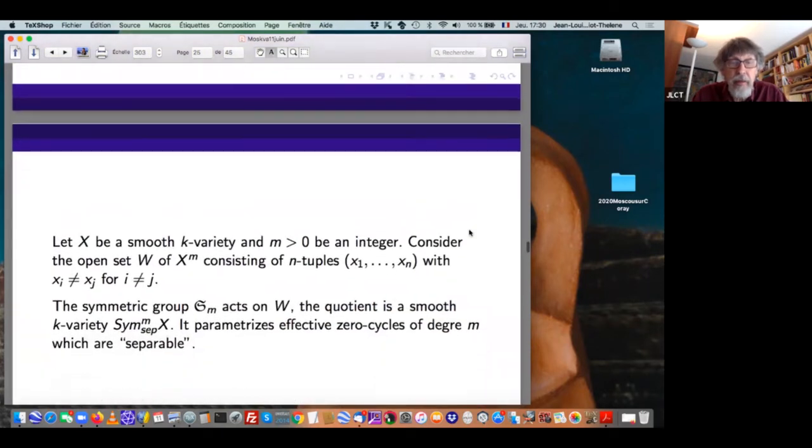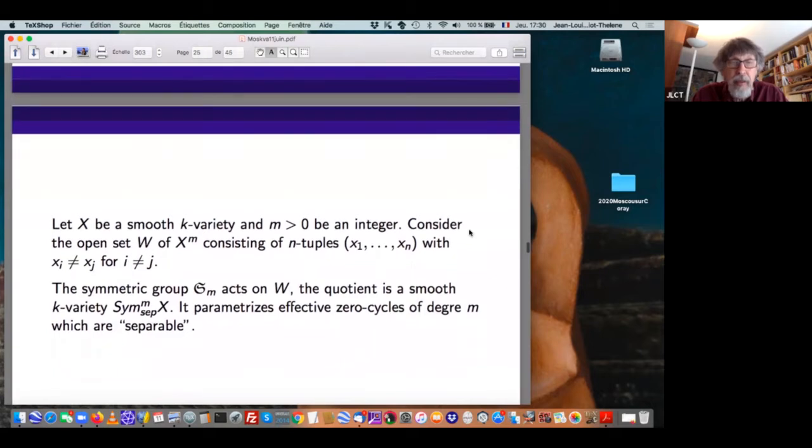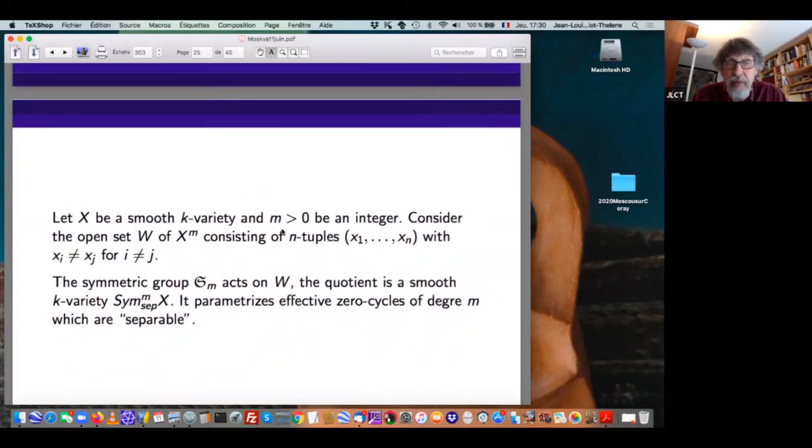And now we're going to look at closed points. So we take X to be a smooth K variety, m an integer. And then we take the product of X by itself m times, which consists of m-tuples x1, ..., xm, and we look at the open set which is the complement of the approximate diagonals. Okay, so the m-tuples where all the xi are different from xj. Then the symmetric group on m letters acts, and the quotient is a smooth K variety, denoted Sym^m_sep X. That variety parameterizes effective cycles of degree m which are separable.